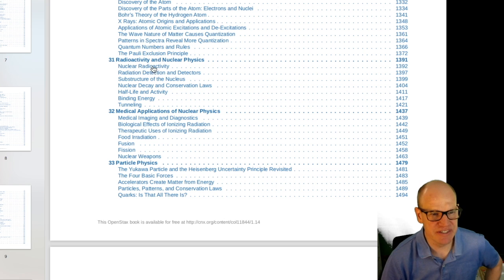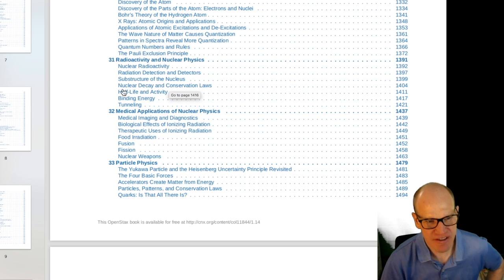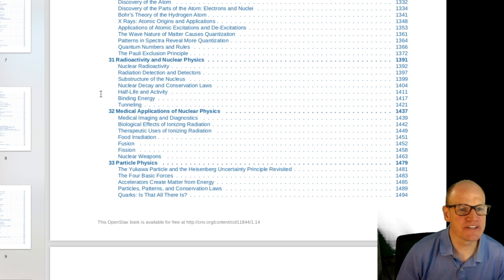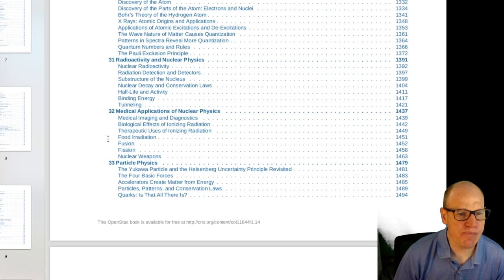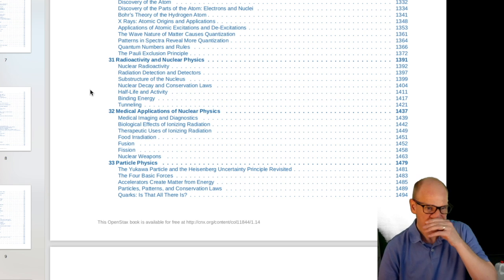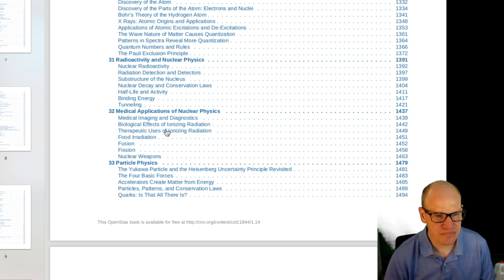What do we got going on? We got radioactivity, radiation detection and detectors, substructure of the nucleus, nuclear decay and conservation laws. Half-life and activity, binding energy and tunneling. Okay, sounds good. When do we get nuclear weapons, fission, fusion? Okay, so this is just nuclear decay and radioactivity. Fair enough. And then we'll get to how to destroy people later.